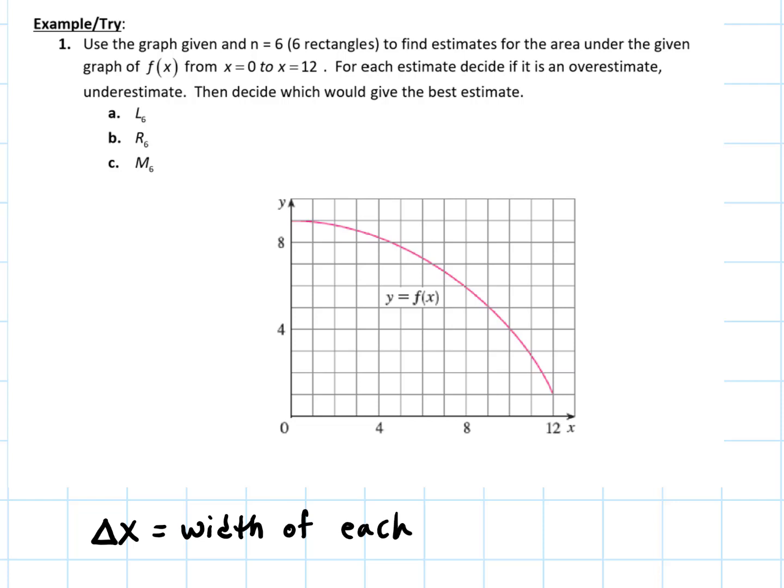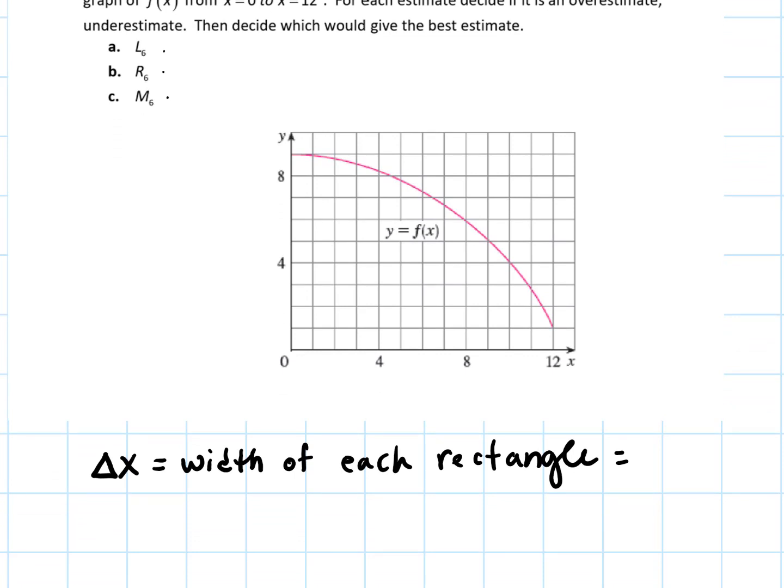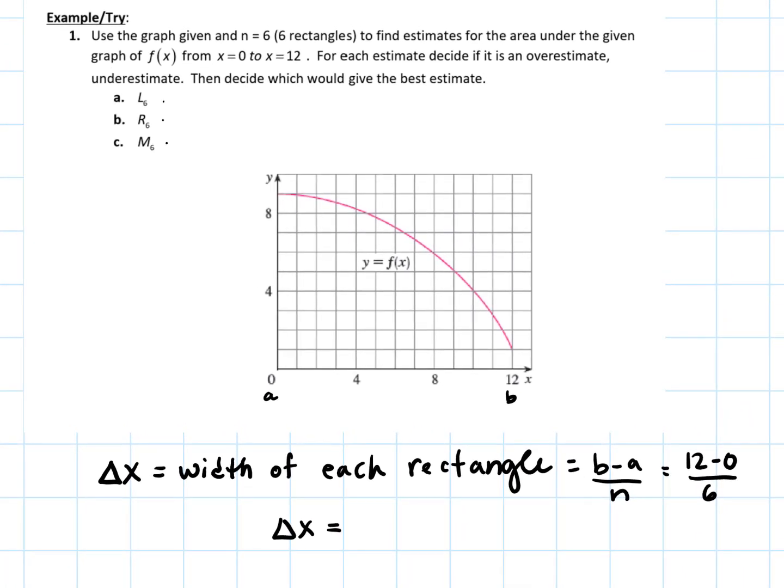Delta x represents the width of each rectangle. We're going to get into whether we build the heights from the left, the right, or the midpoint, and in this case we have all three here. But the width is going to be the same regardless of where we're building our heights. The width of each rectangle is the length of the interval, which, since a is 0 and b is 12, is b minus a over n, which is 12 minus 0 over 6. We could probably have figured out that with six rectangles and a length of 12, the width of each one is going to be two units.